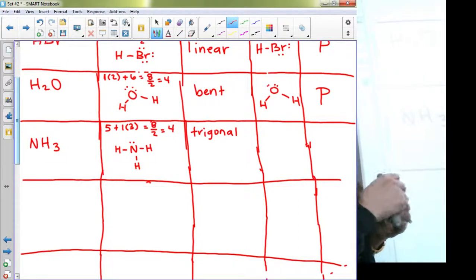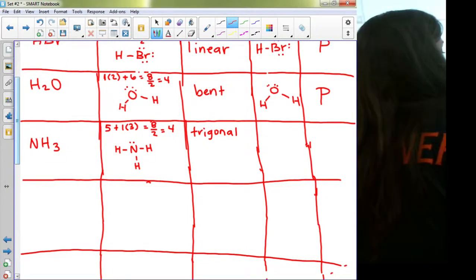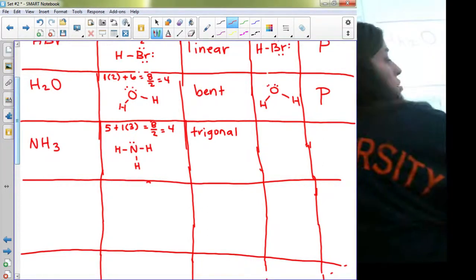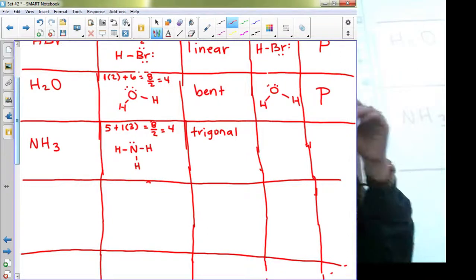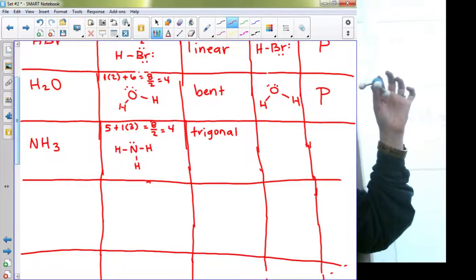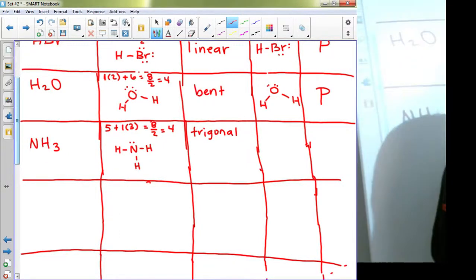But I'm asking you for the molecular shape. So for the molecular shape, I look and say, okay, I've got 3 things bonded, so I know it's going to be trigonal. Okay, what's this lone pair doing to these hydrogens? Bending them down. So it makes it into the shape of a pyramid. So this is trigonal pyramidal.